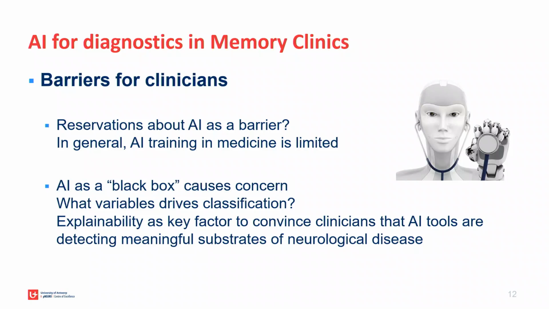We also noted that in general, AI training in medicine is limited. A second concern which I want to raise here is that AI, as you know, can sometimes be a black box. As a clinician, it's very important to know, if the AI tool generates a specific diagnosis, that we can evaluate which variables are driving and leading up to this specific diagnosis. So from my point of view, explainability will be a key factor to convince clinicians that AI tools are detecting meaningful substrates of neurological diseases.